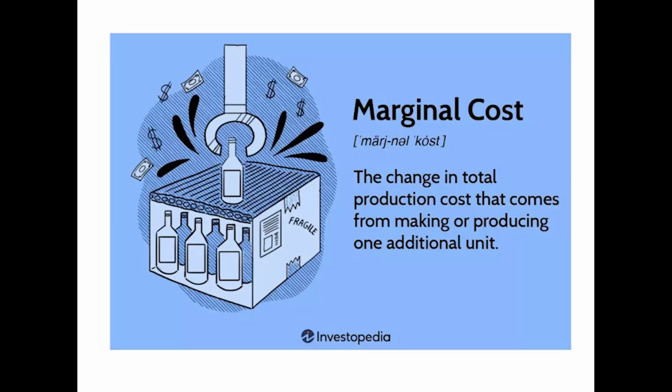Marginal costing: margin clearly means that, according to the requirement, we produce as many units as are required, and that is sufficient. If we produce more than that, we are producing more than the margin. So, it is the change in total production cost that comes from producing one additional unit. That additional unit makes a change in the cost of production.